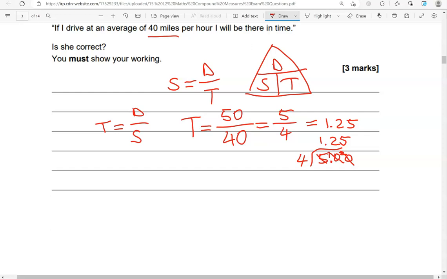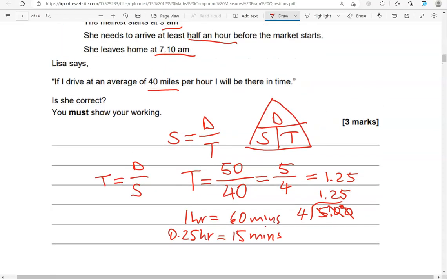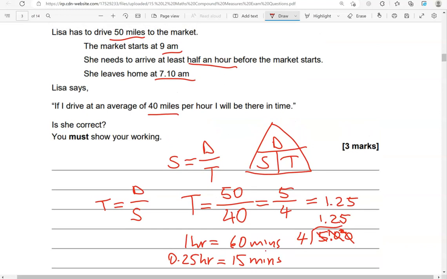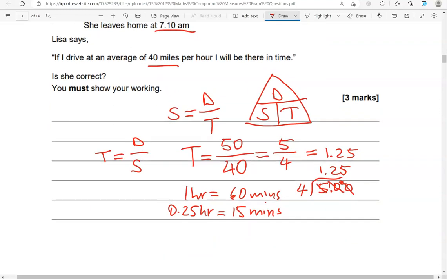So 1 hour, we know that is 60 minutes. And 0.25 of an hour, that is a quarter of an hour, which is 15 minutes. So 1 hour and 15 minutes. So if she leaves home at 7:10, adding 1 hour, that will take it to 8:10 a.m. Adding 15 minutes, that will take it to 8:25 a.m.